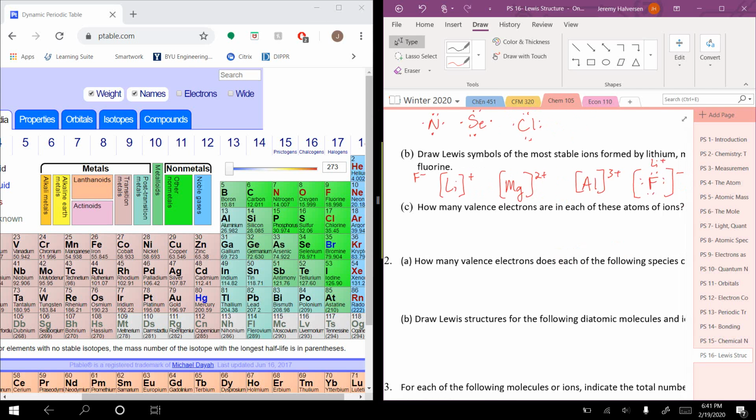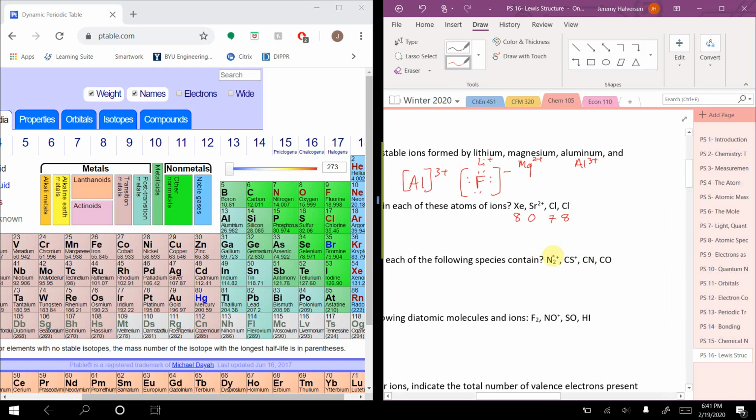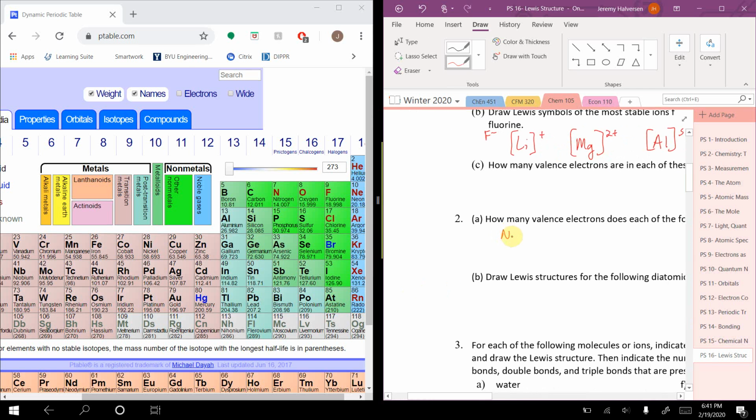All right, how many valence electrons do each of the following species contain? So now we have molecules. So nitrogen, N2+, means I'm going to have my 2 nitrogens, and each nitrogen has 5, but then it's plus. Since electrons are negative, when you have a positively charged ion, it is deficient in electrons. So 2 times 5 minus 1, so 9.